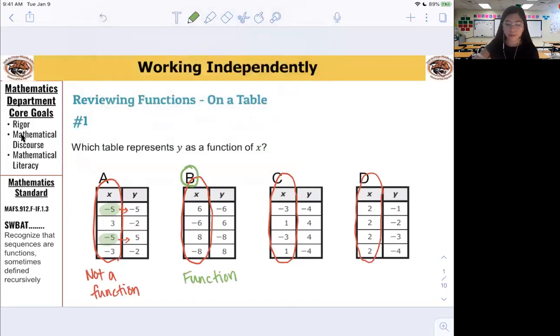In C, I'm noticing that there are 2 -3s as well as 2 -1s or +1s. So right off the bat, I have repeating input values that go to a different place. The -3 goes to -4 and +4. The +1 goes to +4 and -4. Since those are repeating, that is not a function.